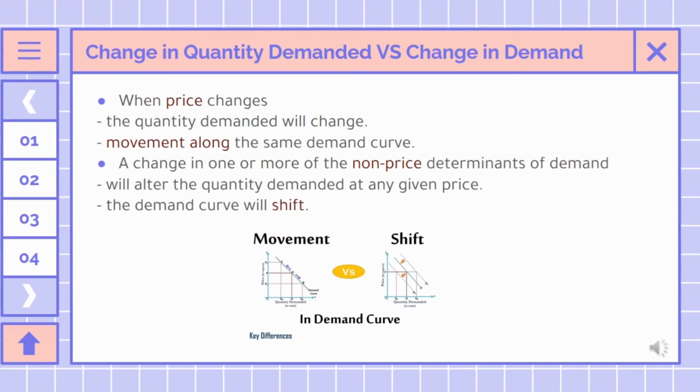Next, change in quantity demanded versus change in demand. When price changes, the quantity demanded will change, and there is movement along the same curve, while a change in one or more of the non-price determinants of demand will alter the quantity demanded at any given price, and the demand curve will shift.